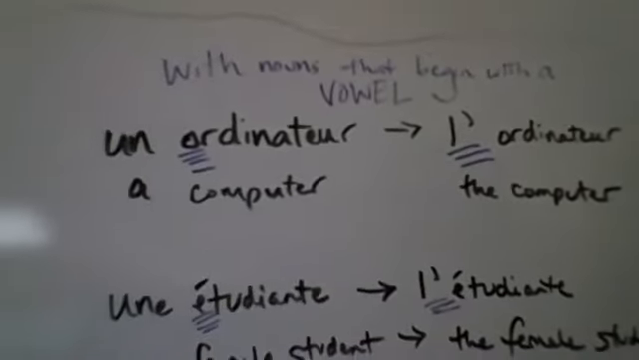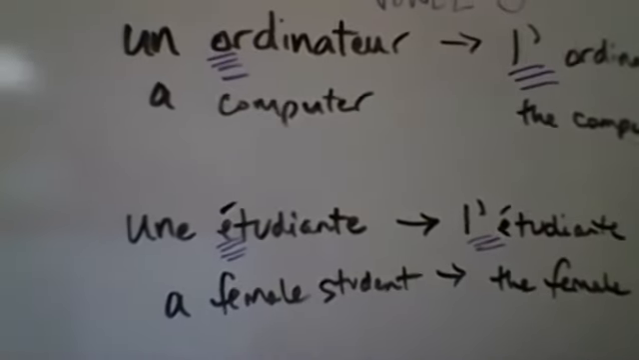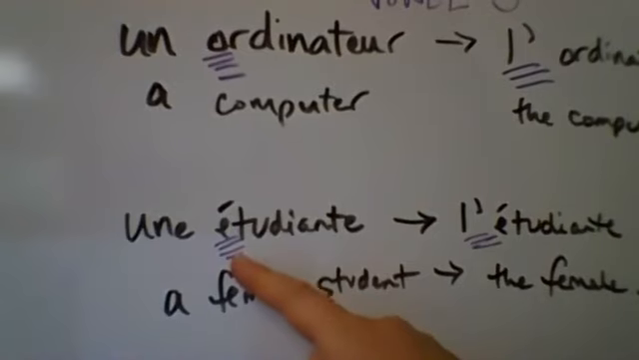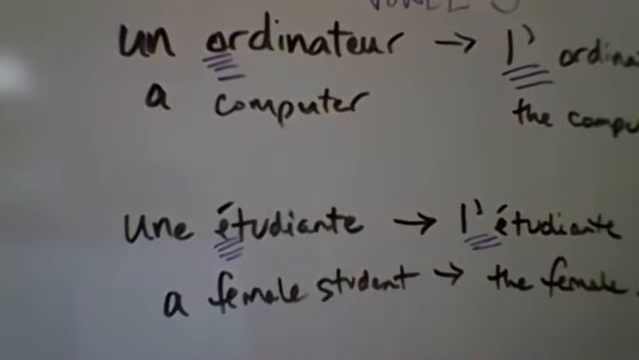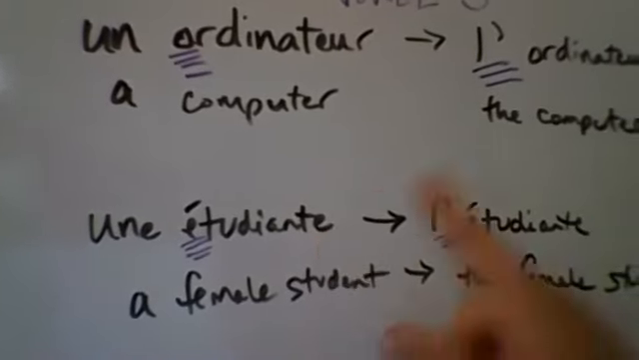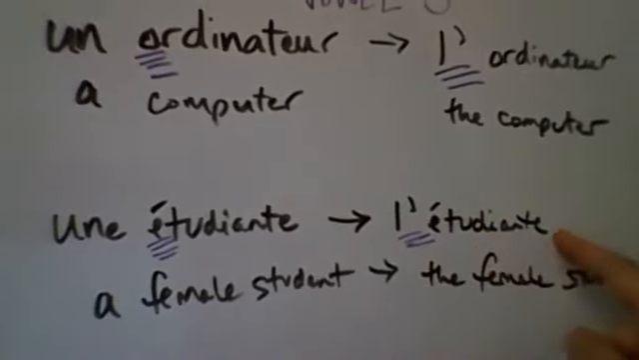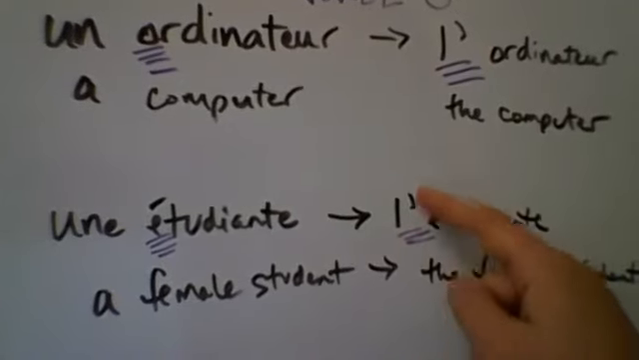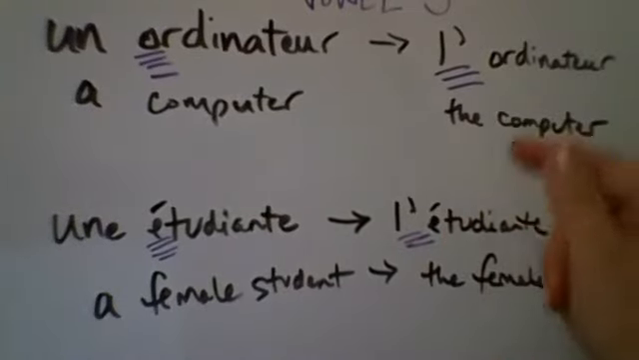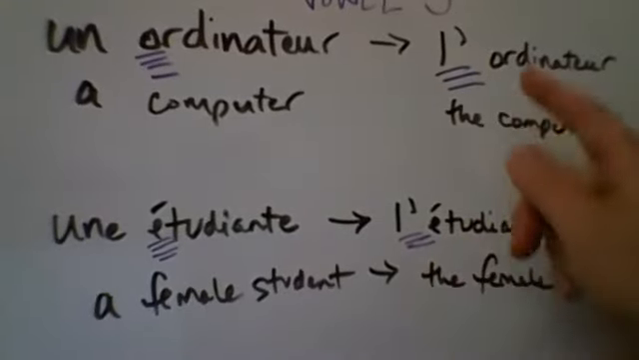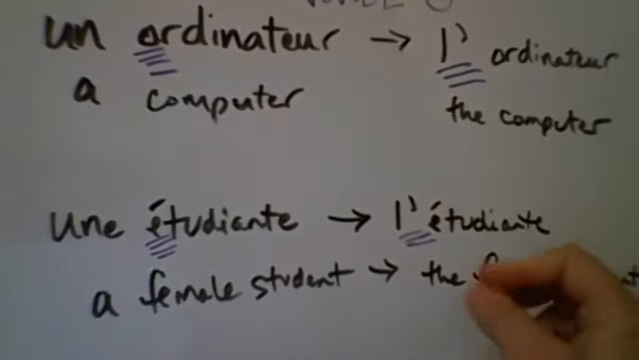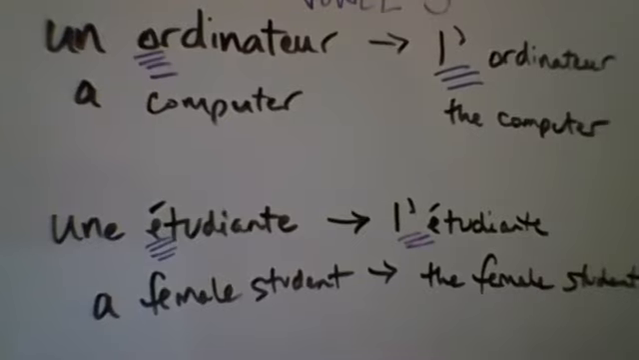Same thing with the feminine version of nouns. Une étudiante begins with a vowel. And how do I know it's a female student? Because we've got that e on the end. It becomes l'étudiante. And we've got the l' again. So anytime you've got a noun that starts with a vowel, doesn't matter if it's masculine or if it's feminine, that le or la changes to l'.